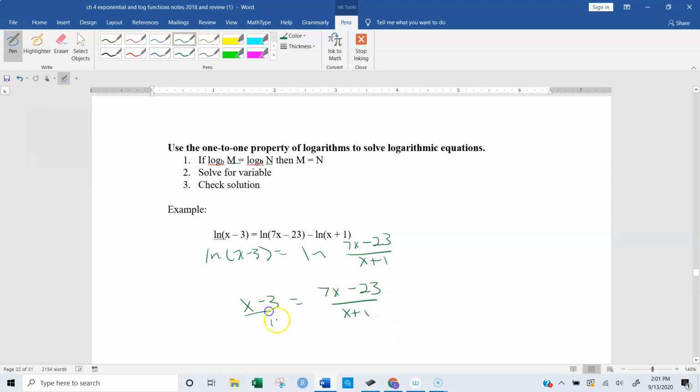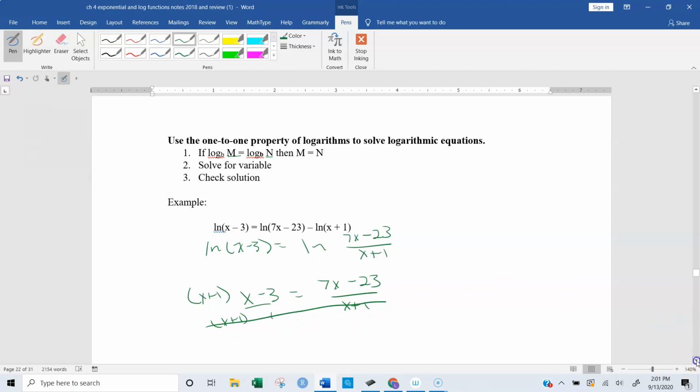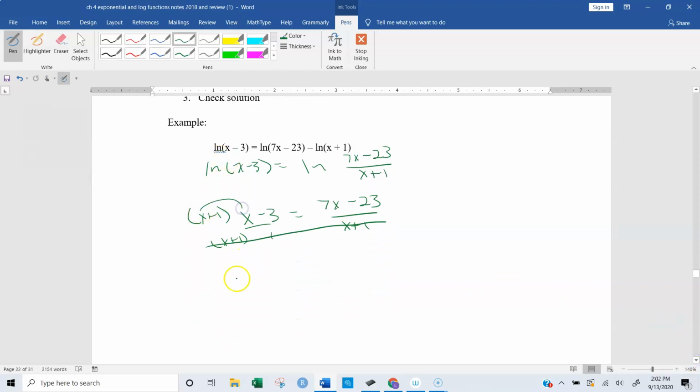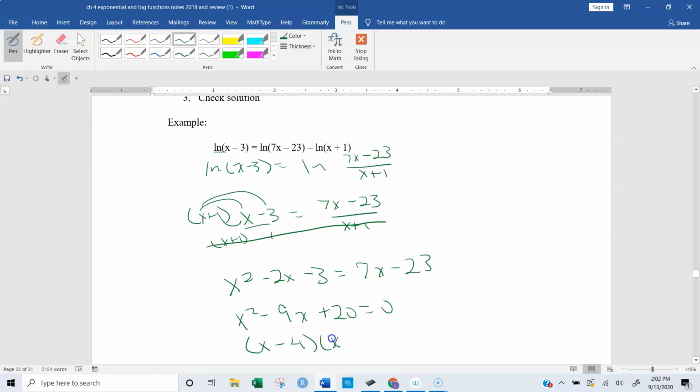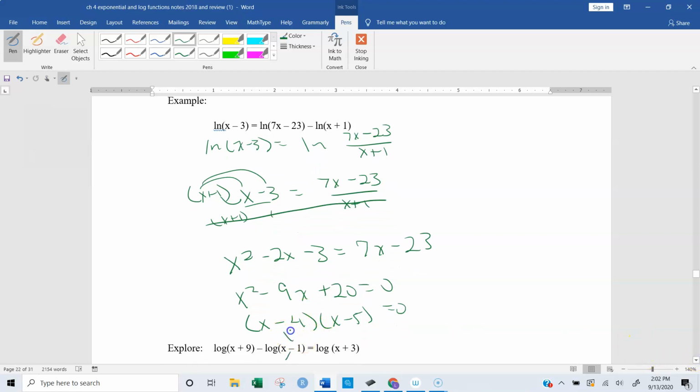Now we got to solve. That's just getting your like denominators, right? x plus 1. They cancel. Let's do our distribution while we have it here. So we've got x squared, minus 3x plus x would be minus 2x, minus 3 equals 7x minus 23. Okay, let's put these together. So x squared minus 9x, add the 23, plus 20 equals 0. Factors of 20 that give you 9: (x minus 4) and (x minus 5). So that means x can equal 4 or x can equal 5.